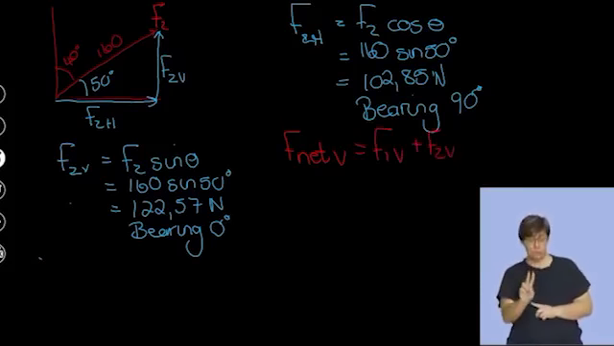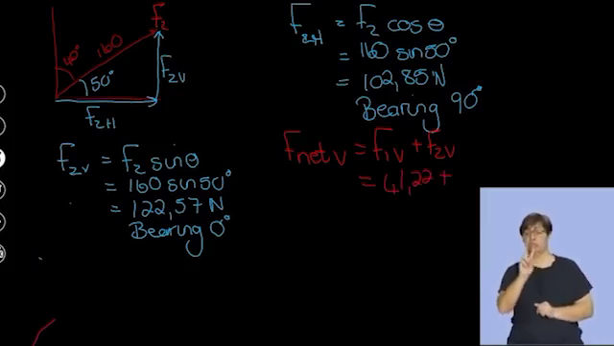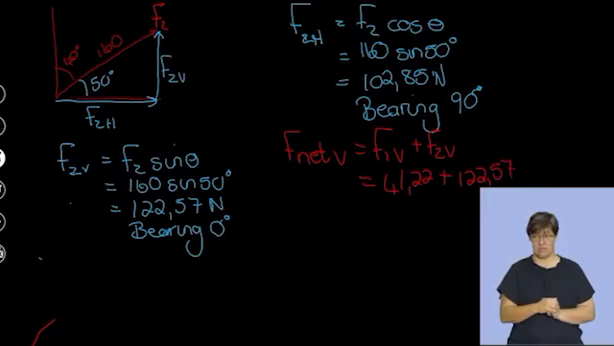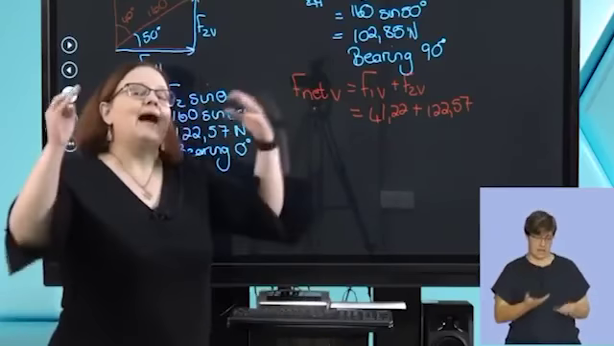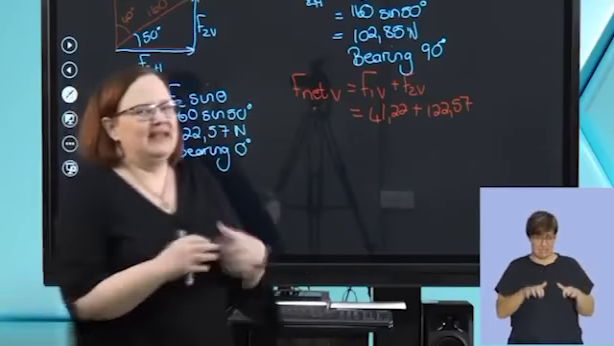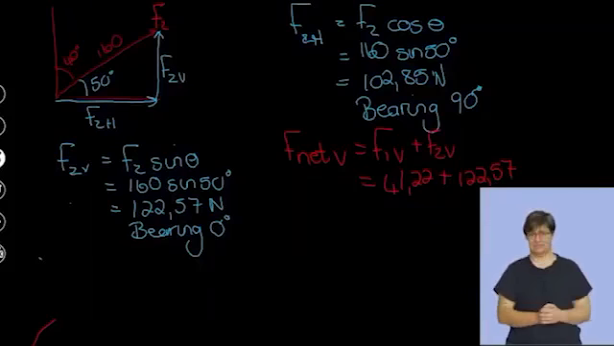Now the first vertical we worked out earlier to be 41.22. This vertical is 122.57. Now, at this point, you are welcome to do that in your head. However, in an exam, you normally get quite stressed. So use your calculator, okay?